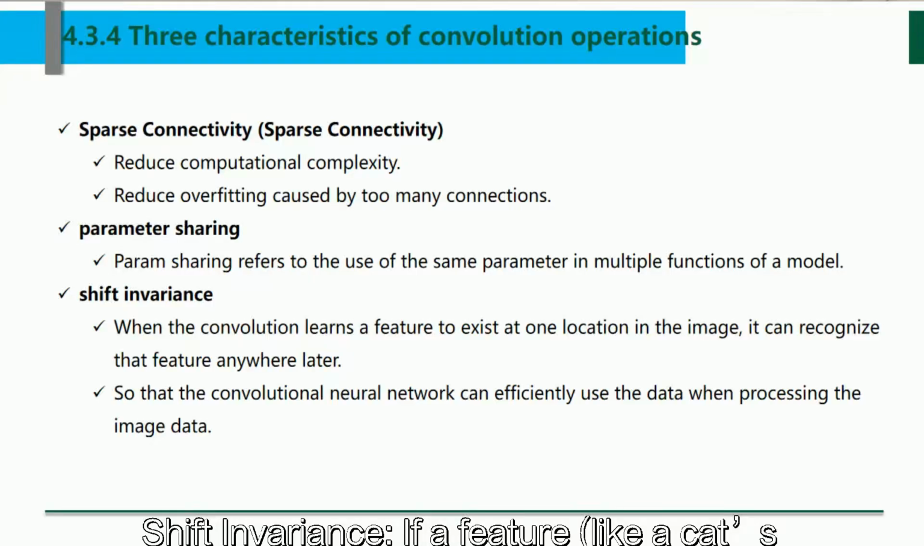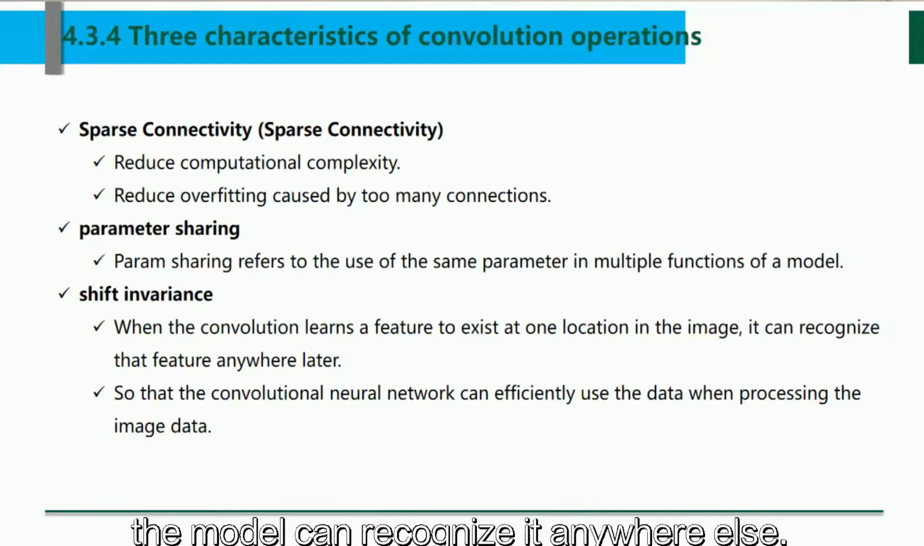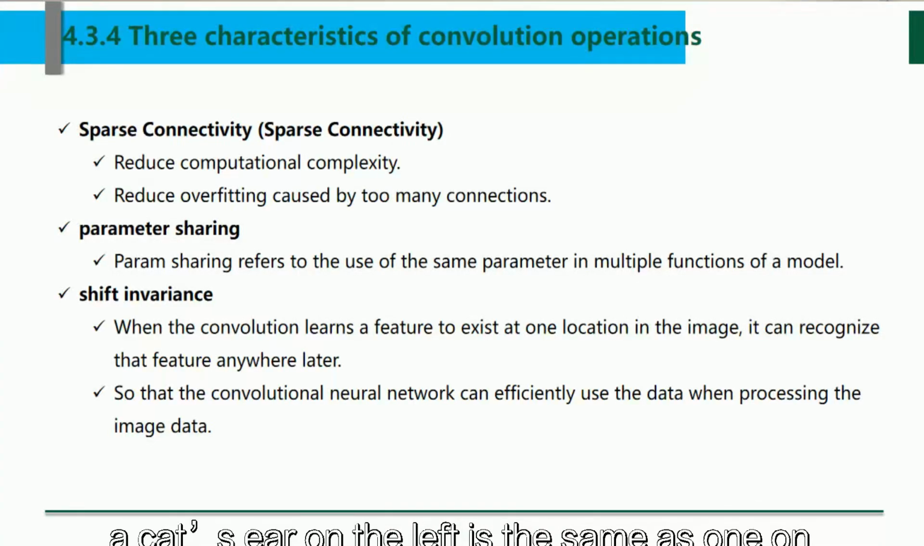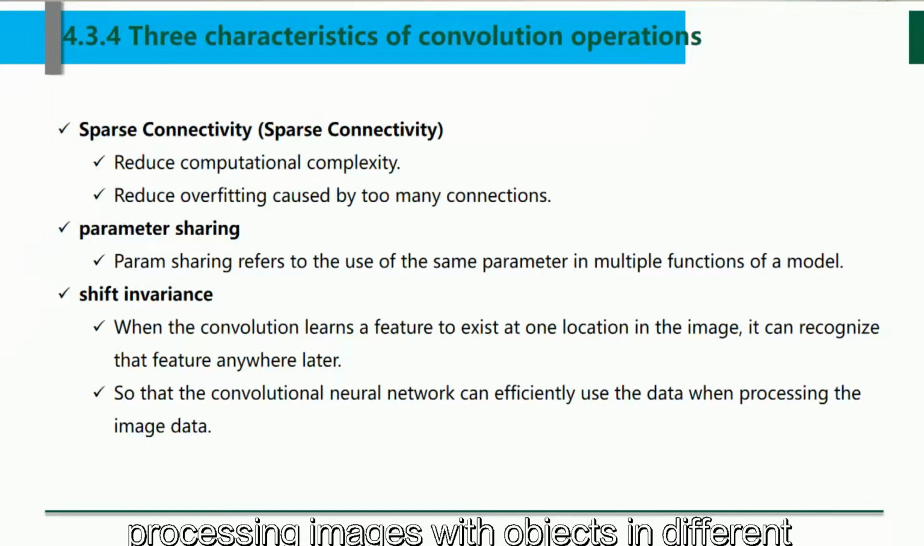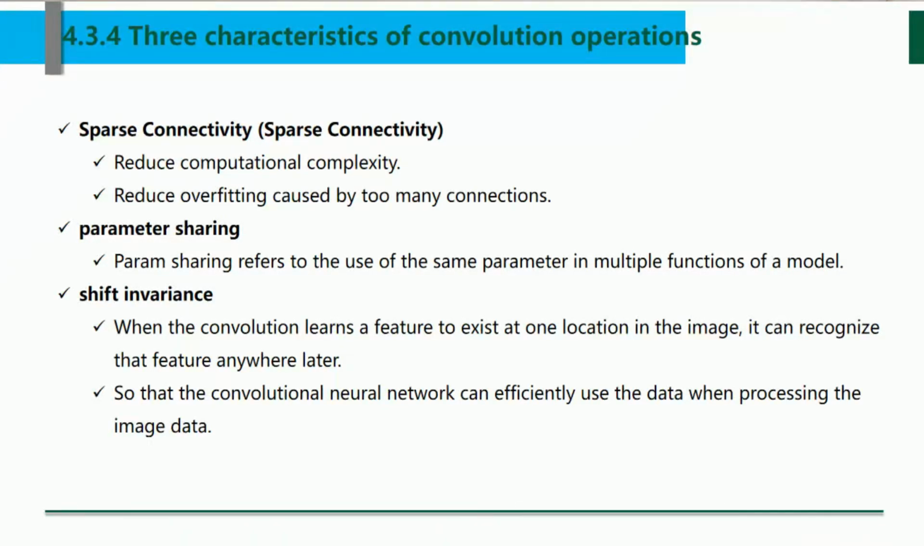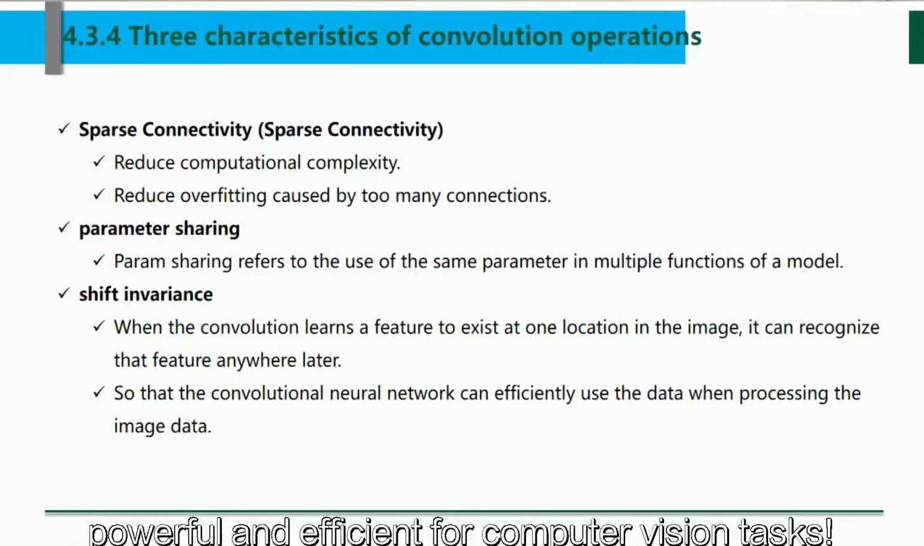Shift invariance: if a feature, like a cat's ear, is learned at one position in the image, the model can recognize it anywhere else. For example, a cat's ear on the left is the same as one on the right. This makes CNNs efficient at processing images with objects in different positions. These three features work together to make CNNs powerful and efficient for computer vision tasks.